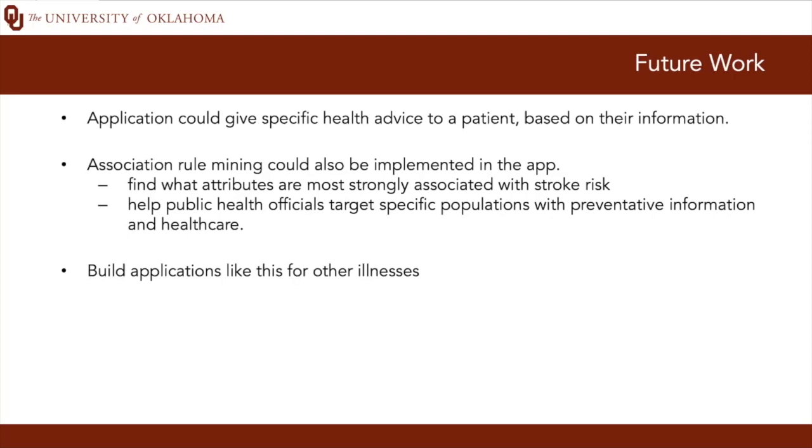Another thing we thought of is that it could do some association rule mining, which we didn't have time to do in our project, but it would be an interesting area to explore. This could find specifically what attributes are most strongly associated with stroke risk. And this could give public health officials a way to target specific populations with preventative health information about how bad smoking is for your health, or how BMI affects your likelihood of a stroke, things like that.